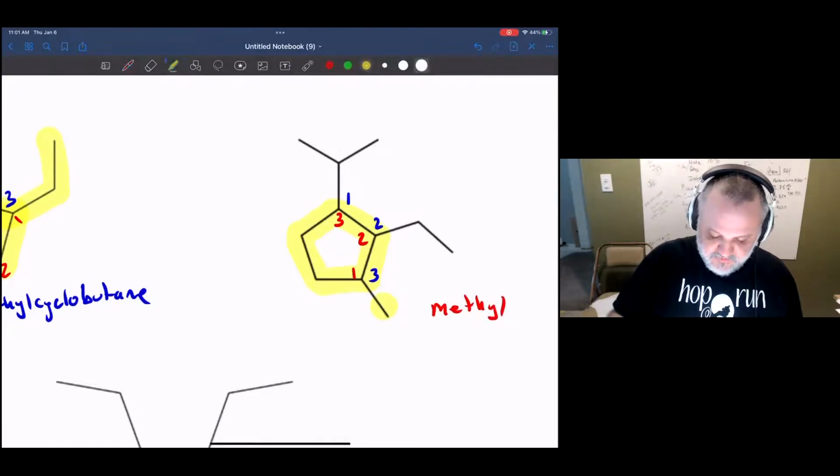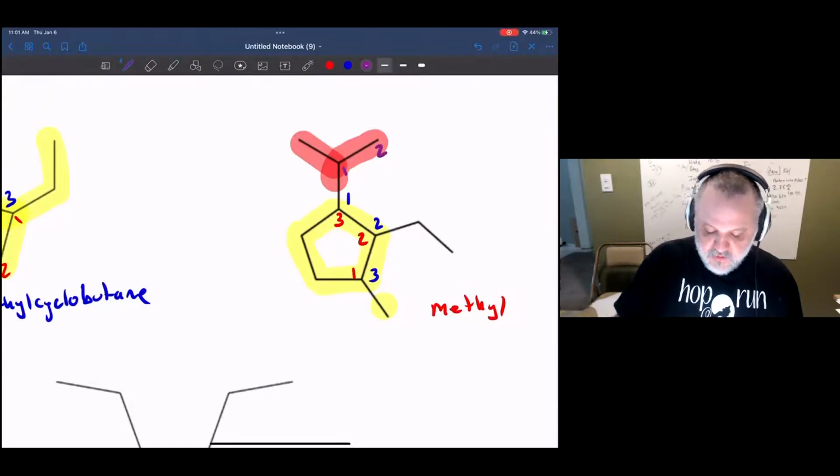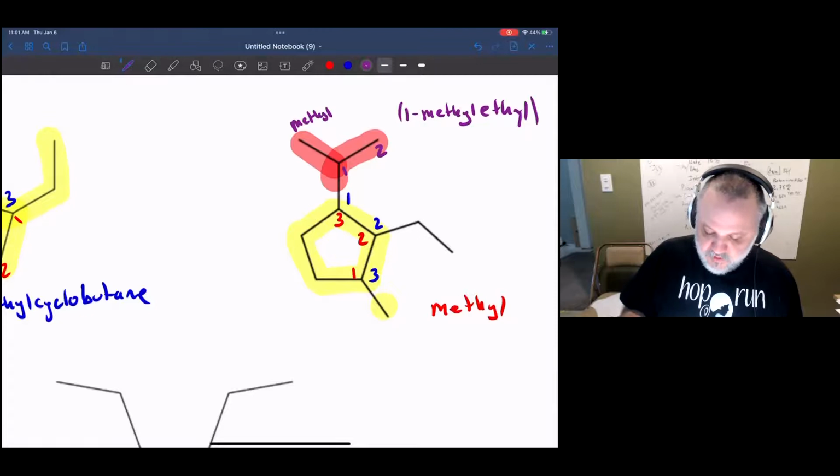And what about this substituent over here? What is it? I have a two carbon chain with a methyl group off of it. So this is a 1-methyl ethyl group. And so that means 1-methyl ethyl comes after methyl. And so the red numbering scheme is the correct numbering scheme.